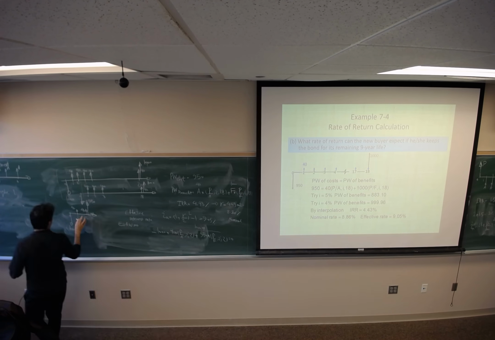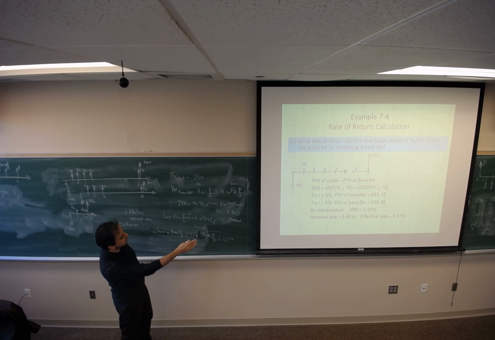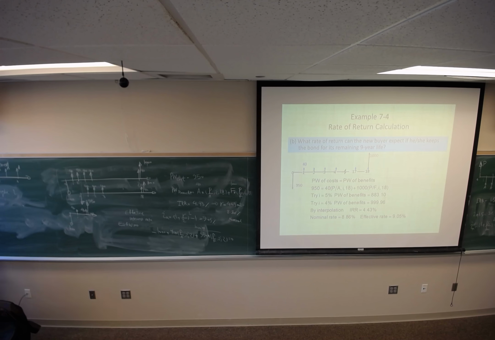So the first buyer got 0.02, the second buyer gets 9.05. Any question on this? All right.